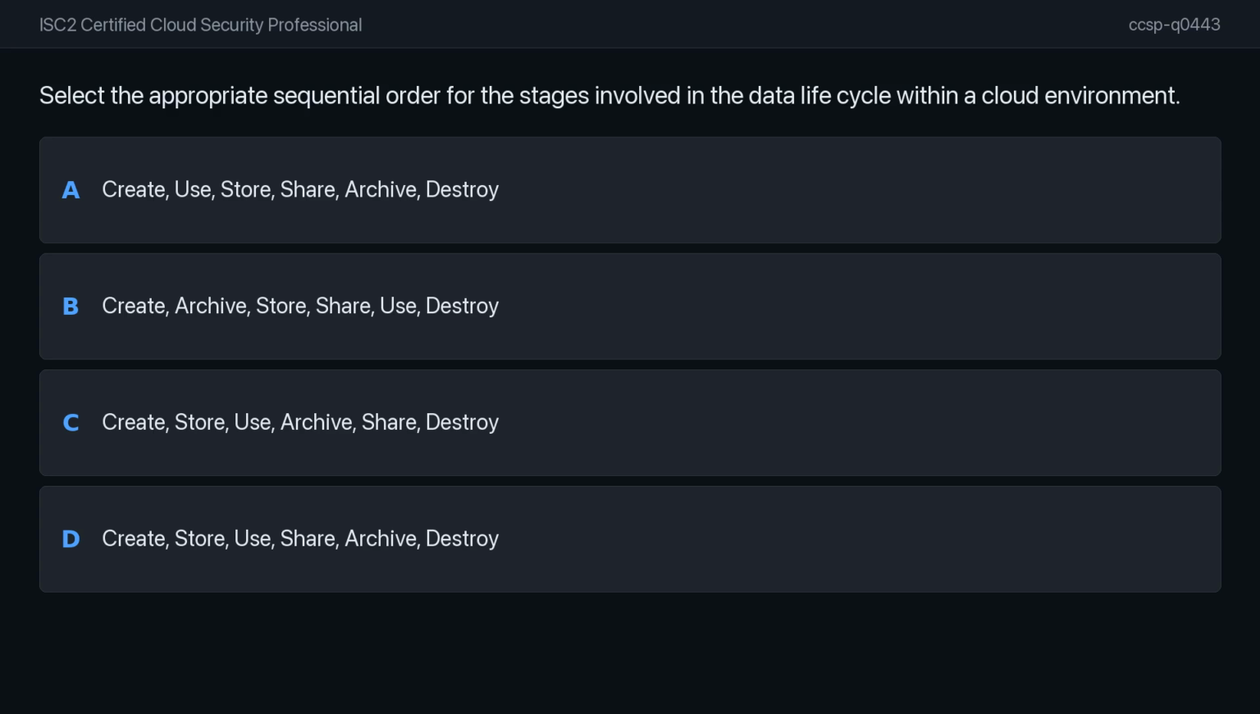Now, after we've stored the data, we need to use it. So that leaves us with options A. But option D tells us to share it first, which makes sense because we might need to share it before we use it. Then we might share the data with colleagues, so that leaves us with options A. But option D tells us to archive it, which is a later stage.